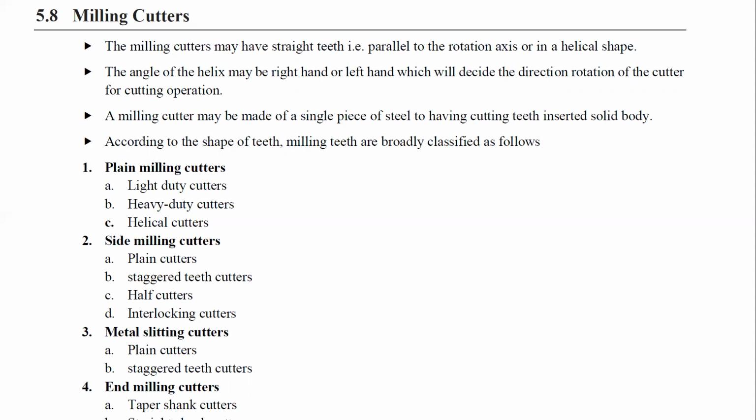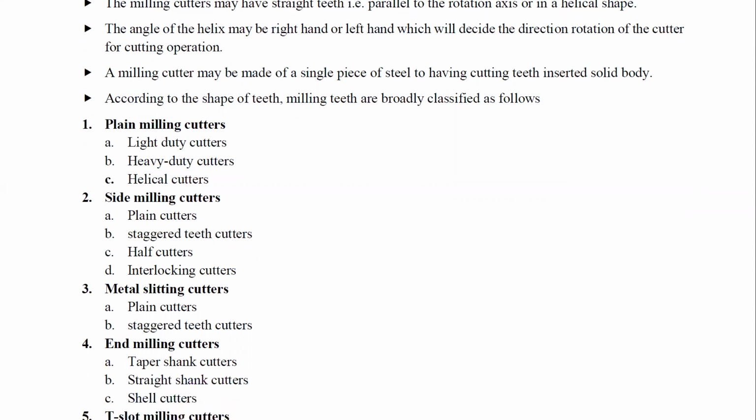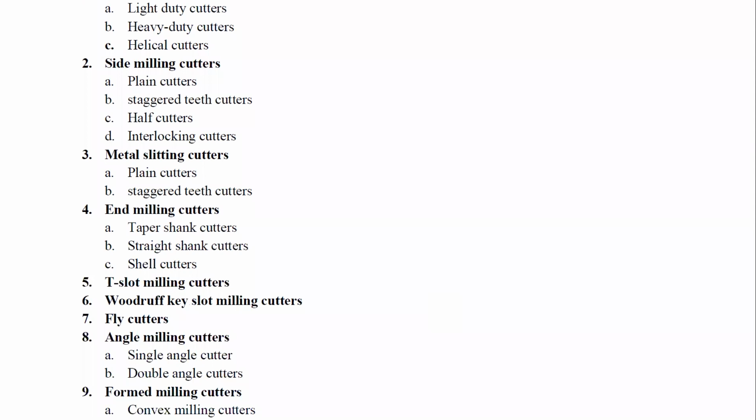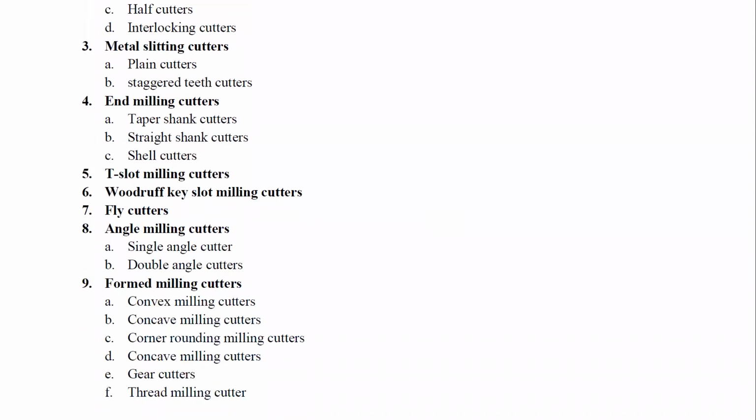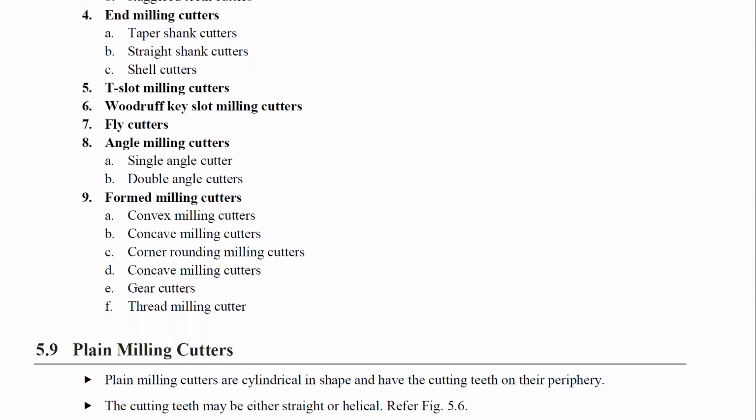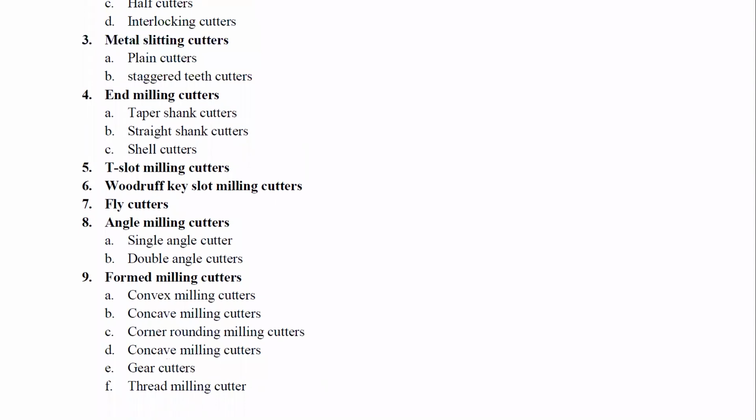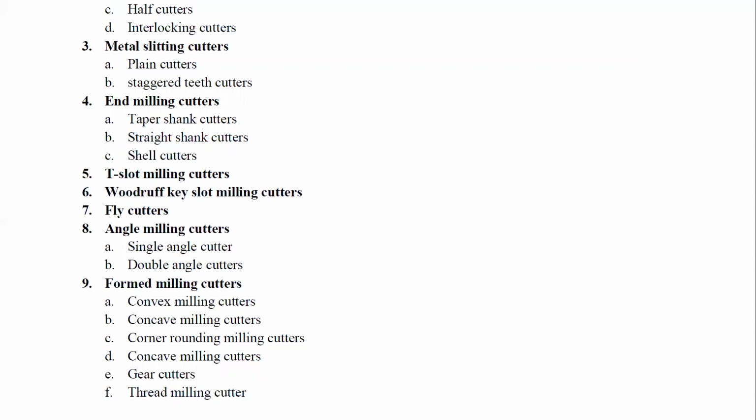According to the shape of teeth, milling cutters are broadly classified as the first one, plain milling cutters, then side milling cutters, metal slitting cutter, end milling, T-slot milling cutter, then Woodruff cutter, fly cutter, angle milling cutter, formed milling cutters, and the subtypes.